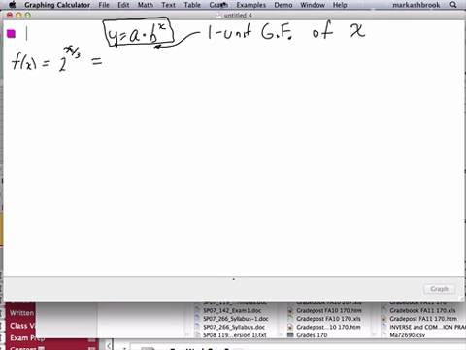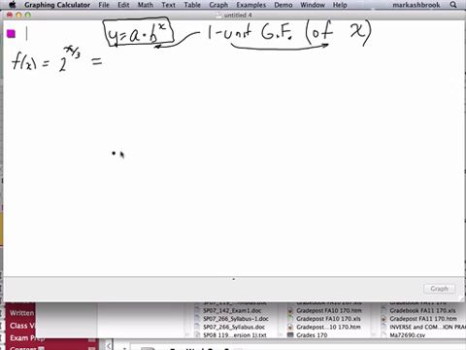So the 1 unit is referring to if you were to advance x by 1 unit, you would multiply the old output by b to get the new output. Does that make sense? So the 1 unit is referring to how much we change x and get the corresponding change in y by multiplying by b.